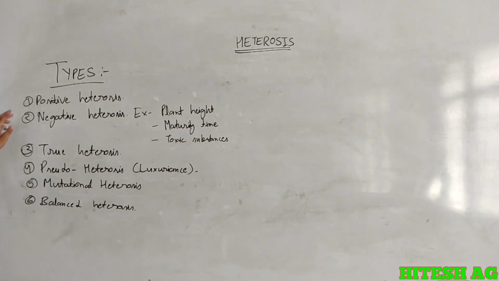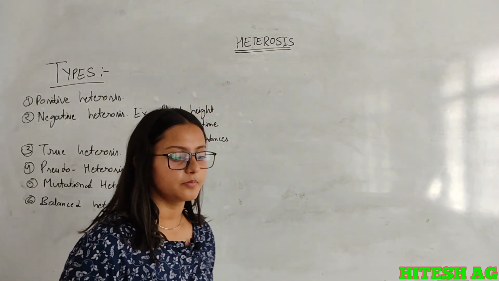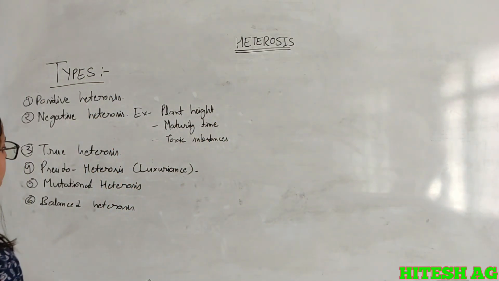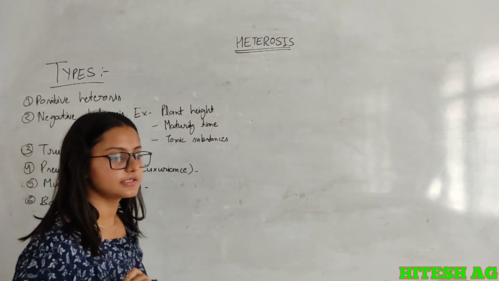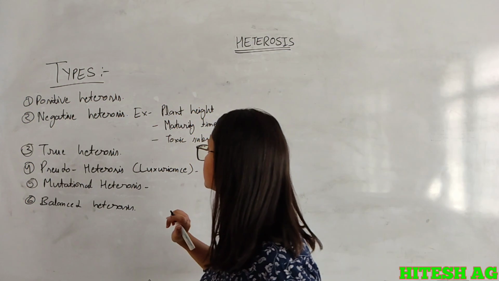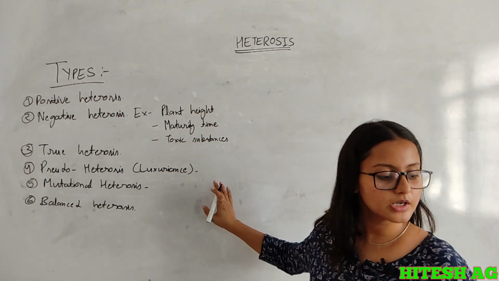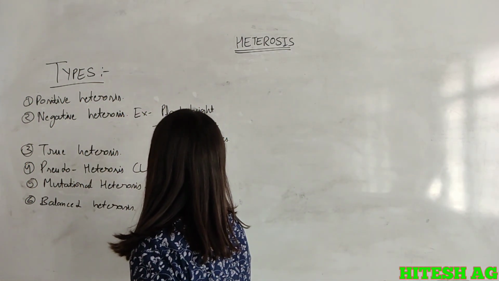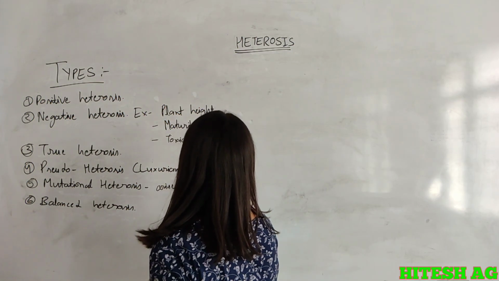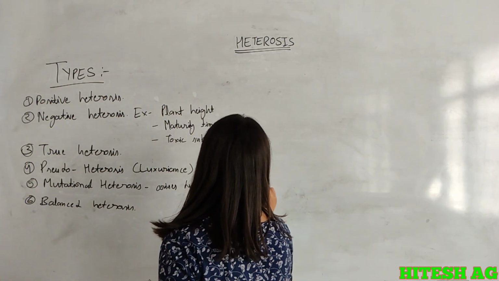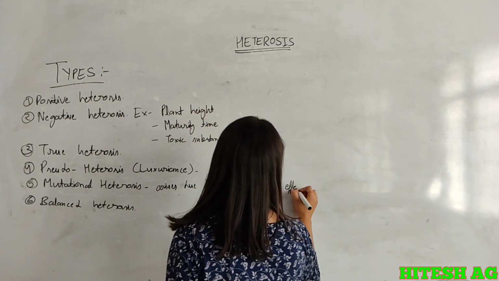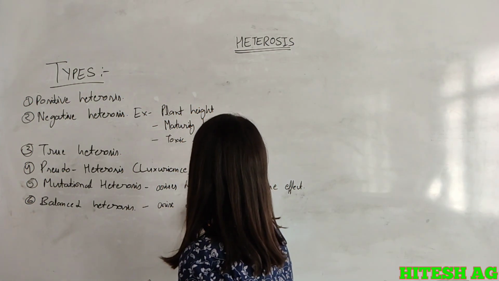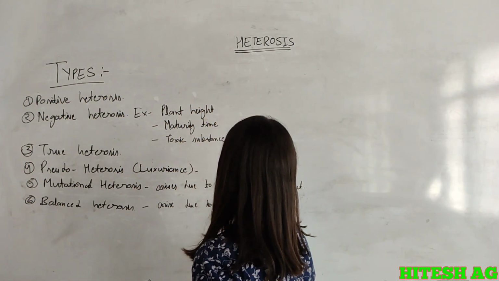Now in all the upper four there is nothing new, but mutational and balanced you need to understand. So basically mutational heterosis results from the dominance gene effect. It arises due to dominance gene effect, and in the case of balanced heterosis it arises due to overdominance gene effect.